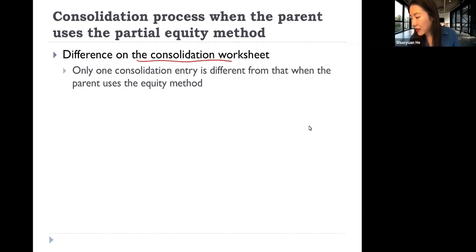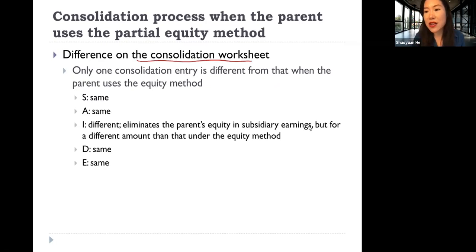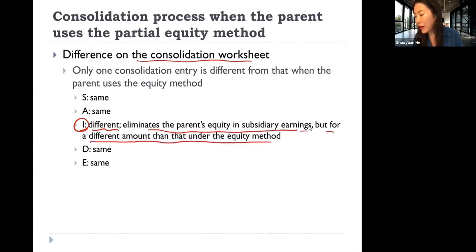And then the difference on the consolidation worksheet. So basically on the consolidation worksheet, almost everything is exactly the same as what we did under the equity method. The only difference is for consolidation entry I, the journal entry is still the same. It's just we use a different amount. So we eliminate parent's equity in subsidiary earnings, but for a different amount than under the equity method. In that amount, we don't need to take out amortization, and if there's any intra-entity transaction, we don't need to take that out either.